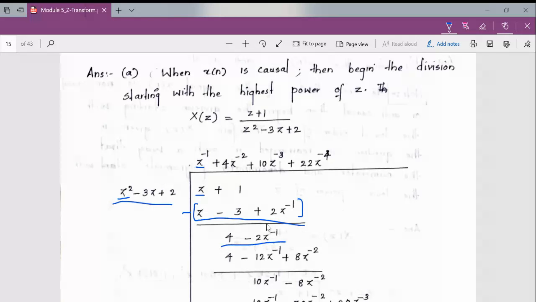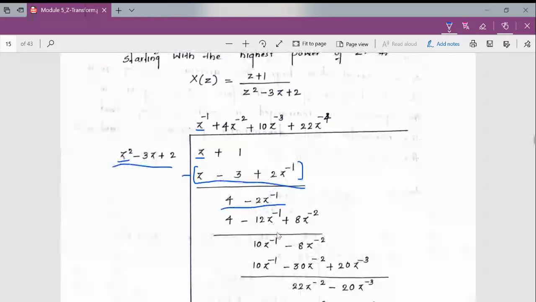So again we have to do the same steps. What we have to do is divide this 4 by z square. So what is the answer for 4 by z square? It is 4z raised to minus 2, so that we have written here. Next step: first is division, then multiplication, then subtraction.